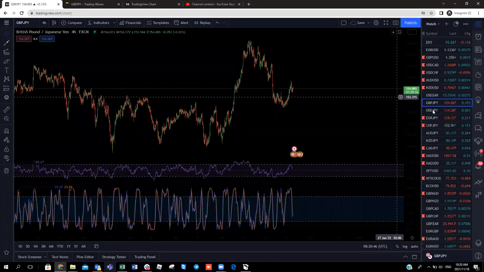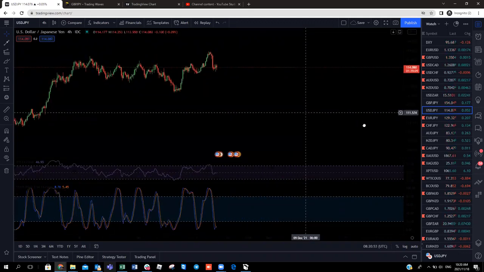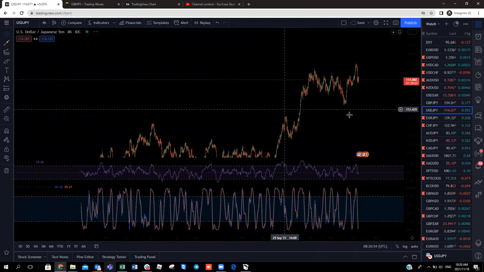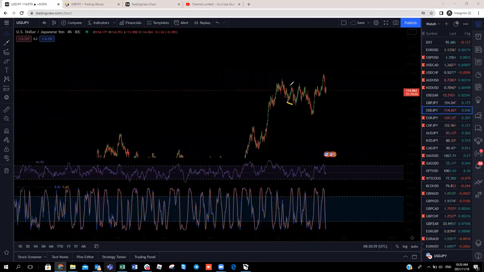Let's go to US dollar yen. We were looking for this to just continue from current levels after breaking this corrective structure here. 1, 2, 3. It goes up in 1, 2, 3. Did not go all the way. We went to see consolidation and a push to the upside.